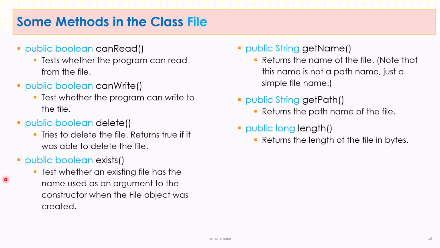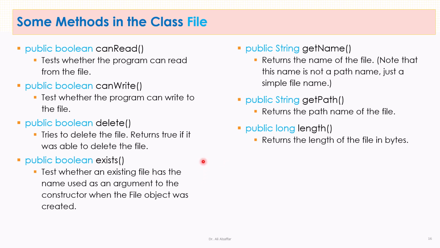The next method is also a Boolean method. It is called exists, and it is used to test whether an existing file has the name used as an argument to the constructor when the file was created or not. And again, you have seen an example on how to use this method.